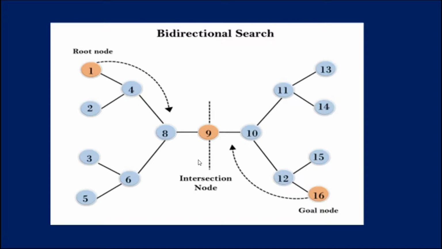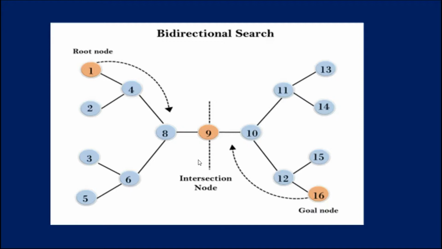While considering completeness, bidirectional search is complete if we use BFS in both searches. Time complexity for bidirectional search using BFS is order of b power d. Space complexity is also order of b power d. When considering optimality, bidirectional search is optimal. So this is what bidirectional search is about: one forward direction and one backward direction.